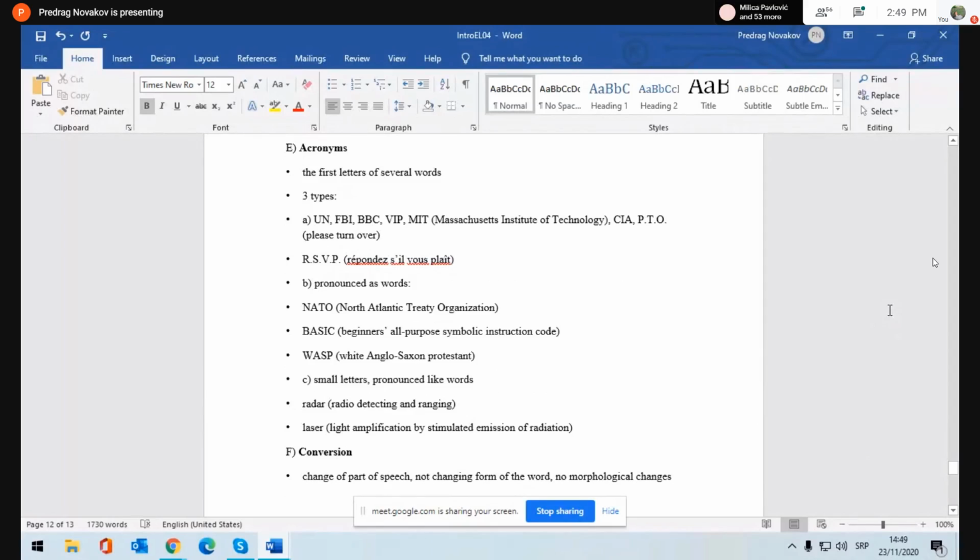This is also interesting, in my opinion. You already know what an acronym is. So we have the first letters of several words used to create new words. We have three types of acronyms. The first one is UN, FBI, BBC, VIP, MIT, and so on.